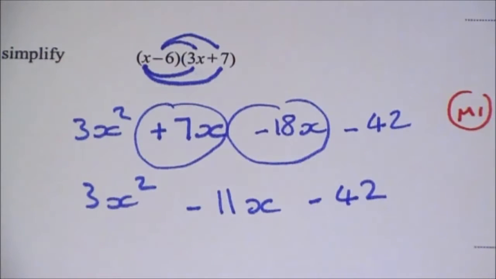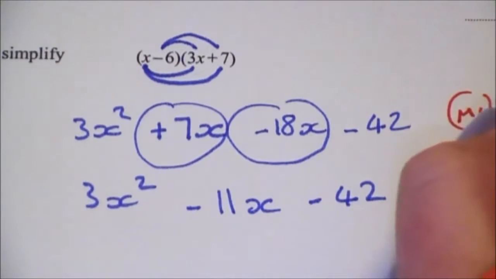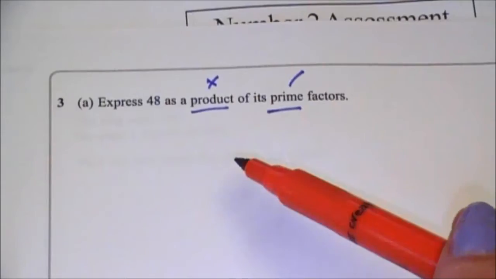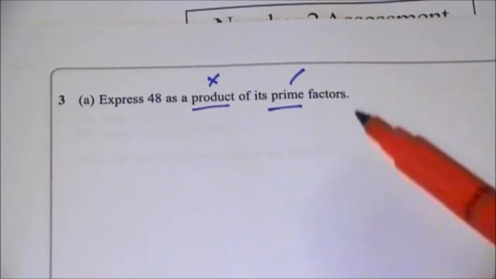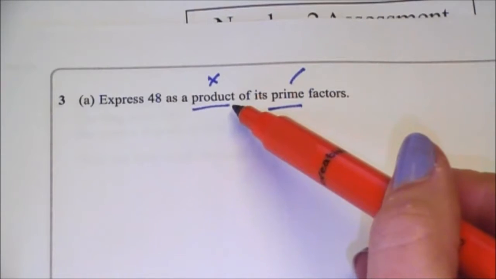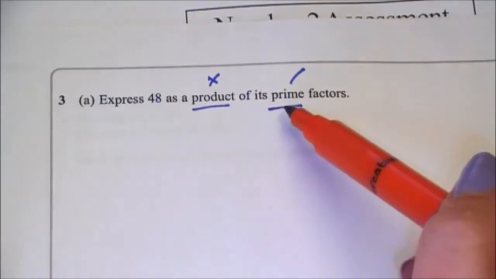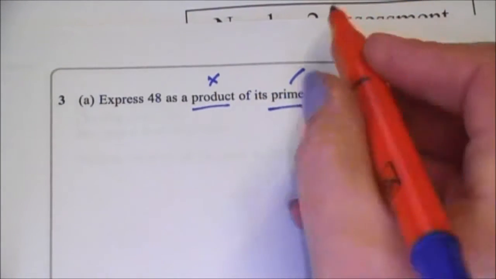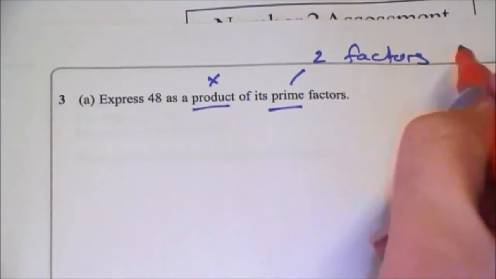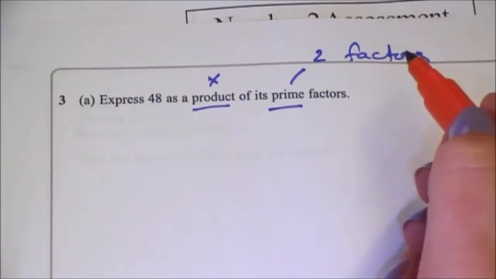And then you get a final mark, the second mark, for getting the final answer correct. Question 3 is a product of prime factors question. We've got 2 keywords here. We've got the word product, which is the result of a multiplication, and we've got prime, which is a number that only has 2 factors. Okay, so that's important. We're looking for prime numbers here.